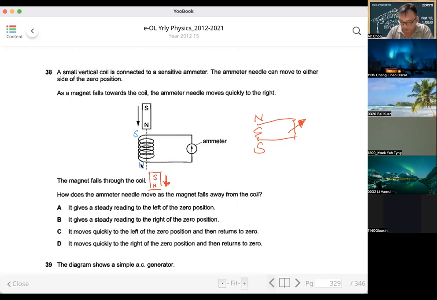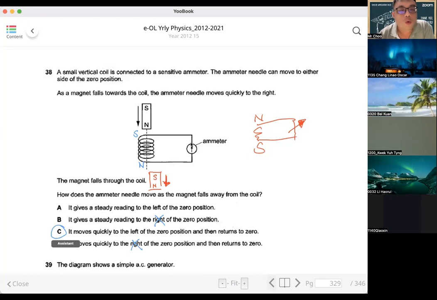So the right is wrong. It will move to the left. The thing is, as it moves further and further away, will it maintain at the same point, or will it just reflect to the left and then go back to zero? Okay, so it will go to the left quickly. As it moves further and further away, it goes back to zero. So for this question, the answer is C.